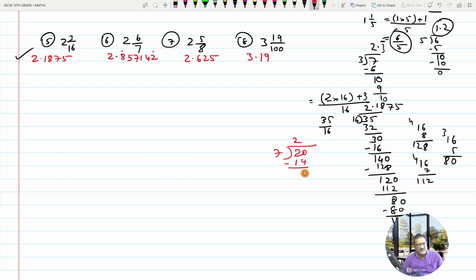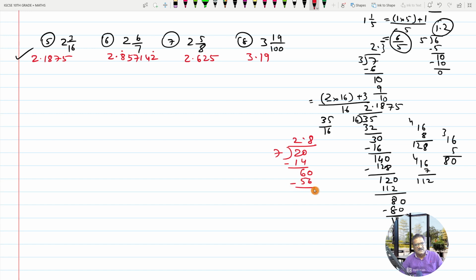So 20 minus 14 is 6. Now since 6 is less than 7, we put a decimal point and take a 0 down. Now 7 sevens are 49, 7 eights are 56, and 7 nines are 63. 9 will be bigger, so 7 eights are 56.